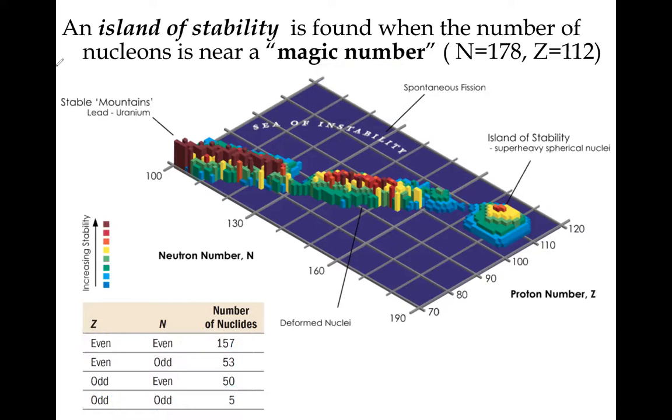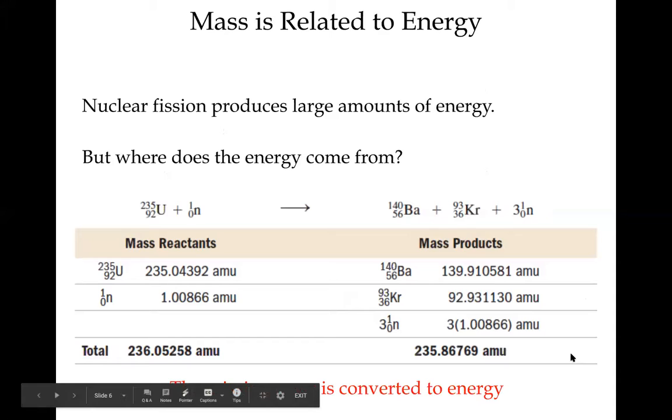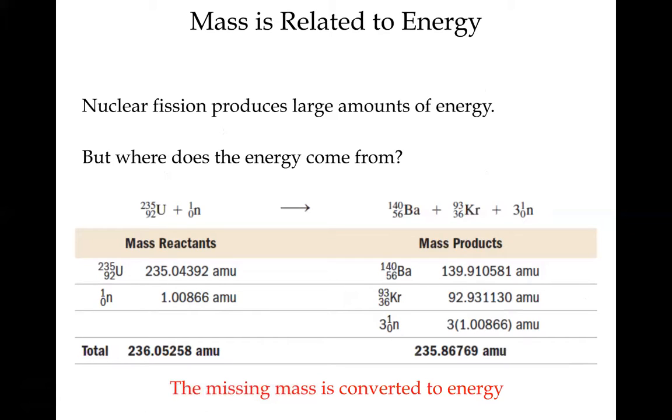So that's kind of where we stand with why nuclei will undergo radioactivity to become stable. And these are some of the parameters that dictate that. What I want to do now is transition into the next part of the topic of this lecture, and that is really looking at this relationship between mass and energy.